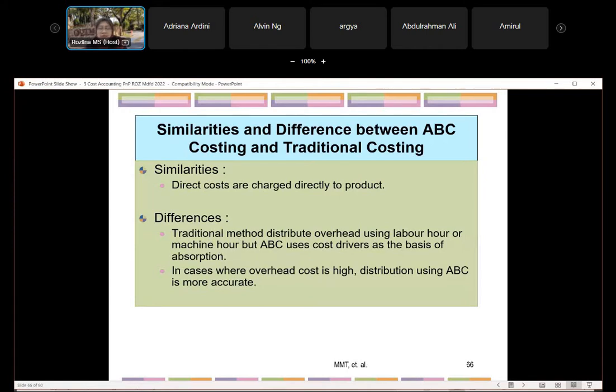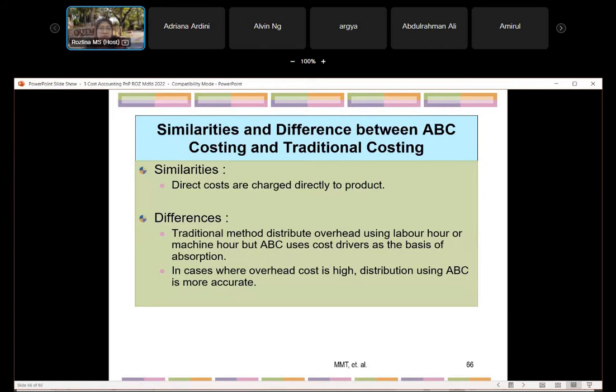The OAR is equal to total overhead divided by total of the basis. Normally for the traditional cost, the basis is machine hour, but we can also use labor hour. Only these two. In cases where overhead cost is high, distribution using ABC is more accurate.